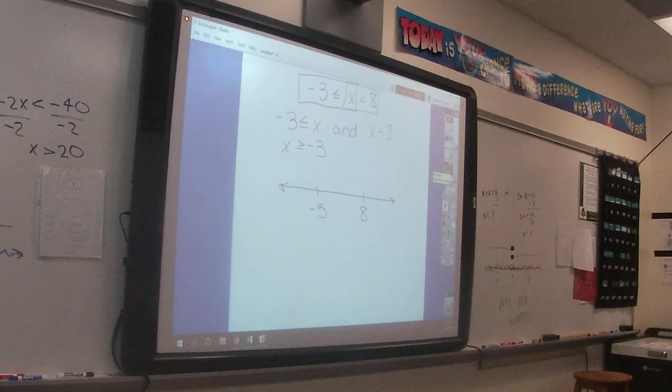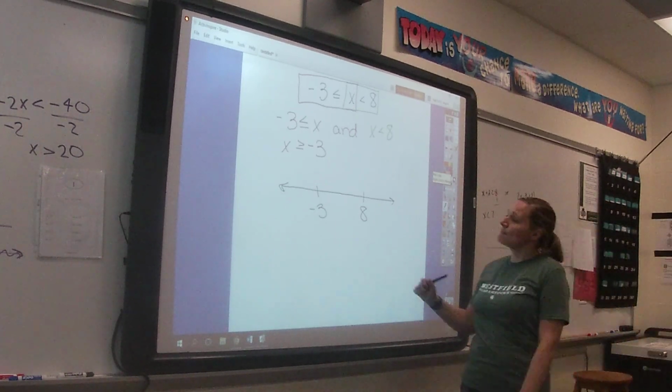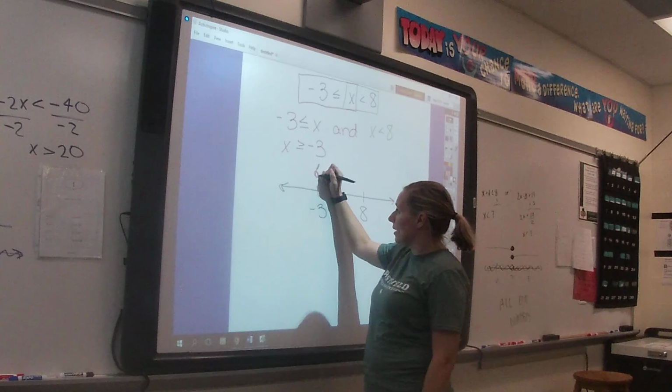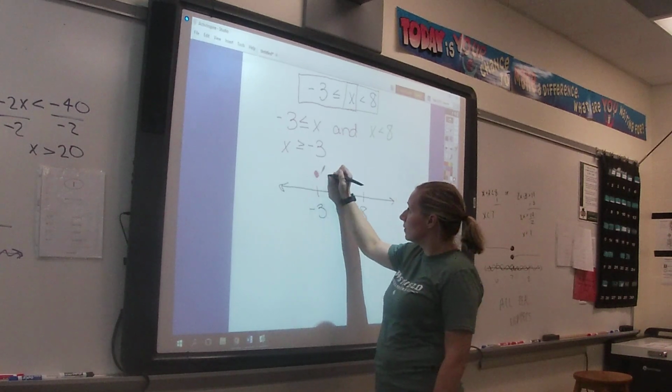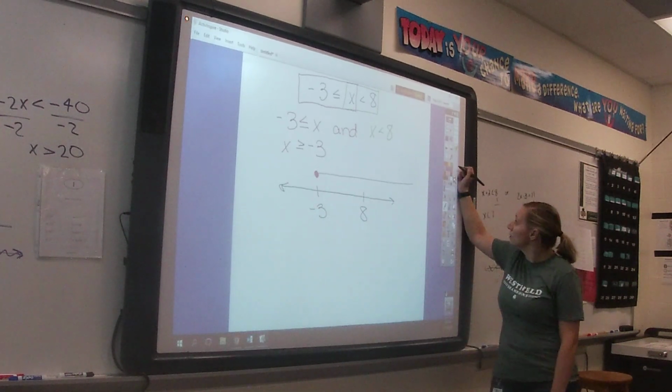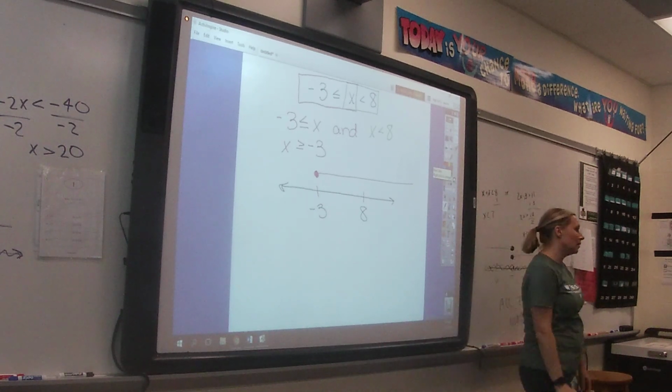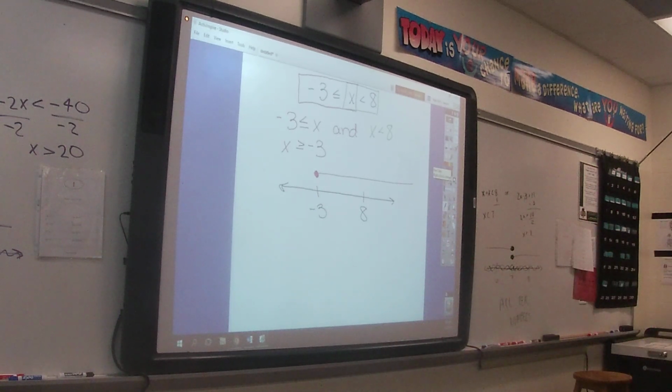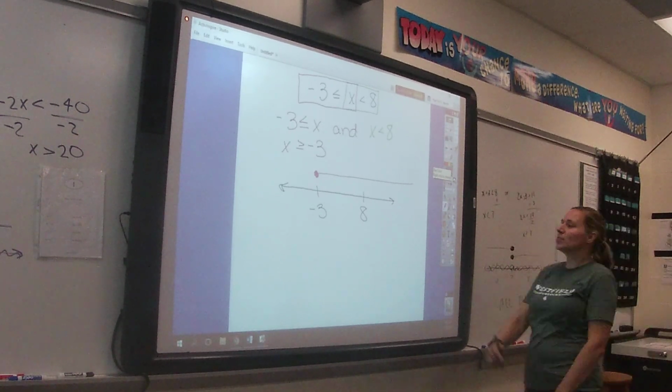Open or filled in circle at -3? To the right or to the left? I just want to graph it on the Y from the get-go. I've erased so many times. Open or filled in circle at 8? Open. To the right or to the left?